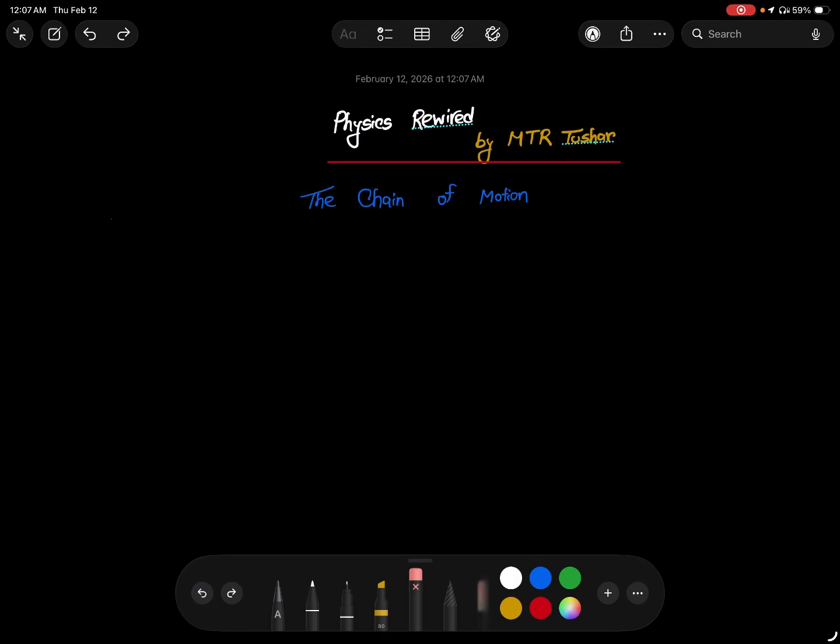Alright, the chain of motion. We will be connecting the relationships between displacement, velocity, acceleration, and unbalanced force. Let's begin with displacement. What is displacement?